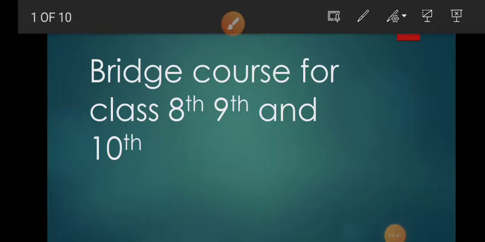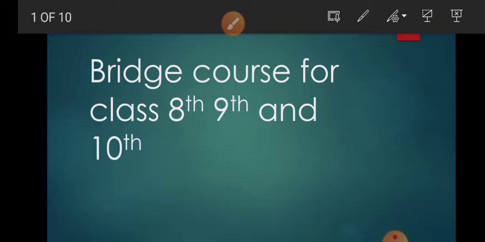The Tropic of Cancer, 23.5 degrees north, passes through the middle of the country through 8 states: Gujarat, Rajasthan, Madhya Pradesh, Chhattisgarh, Jharkhand, West Bengal, Tripura and Mizoram. Through these states, the Tropic of Cancer passes. And children, 82.5 degrees east longitude is the central meridian of India. The Indian Standard Time is based on this longitude only.